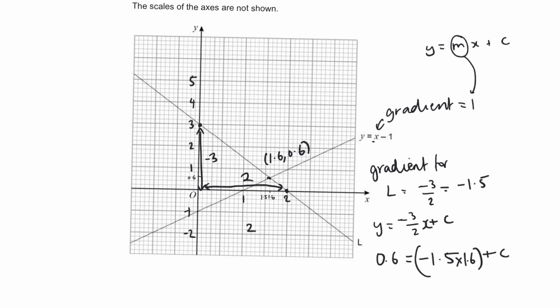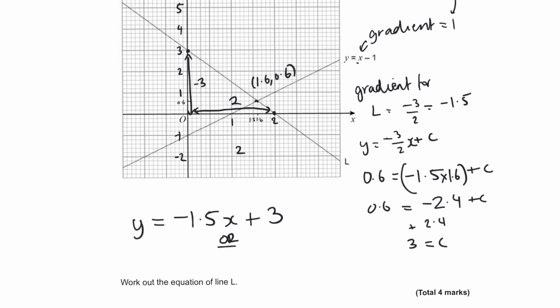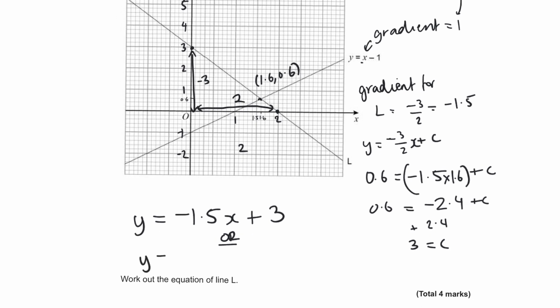So if I use my calculator, minus 1.5 times 1.6 would give me an answer of minus 2.4 plus c, equals 0.6. So then to work out what c is, I'm going to add 2.4 on both sides. And so that would be 3 is equal to c. So my final formula would be y is equal to minus 1.5x plus 3. Or you could write it in the fraction format of y is equal to minus 3 over 2 x plus 3. Either way, it's the same answer, and I hope that makes sense.